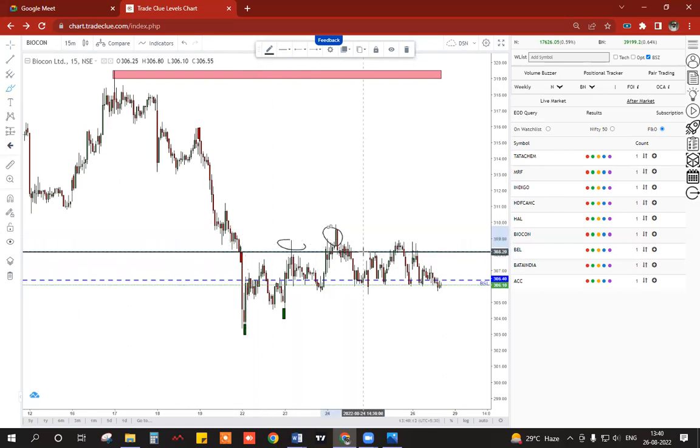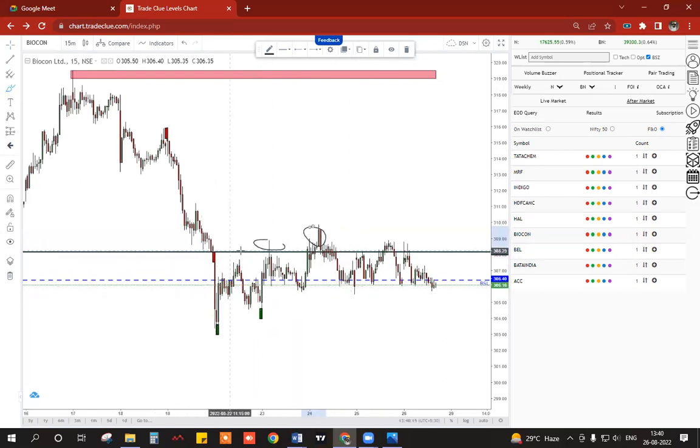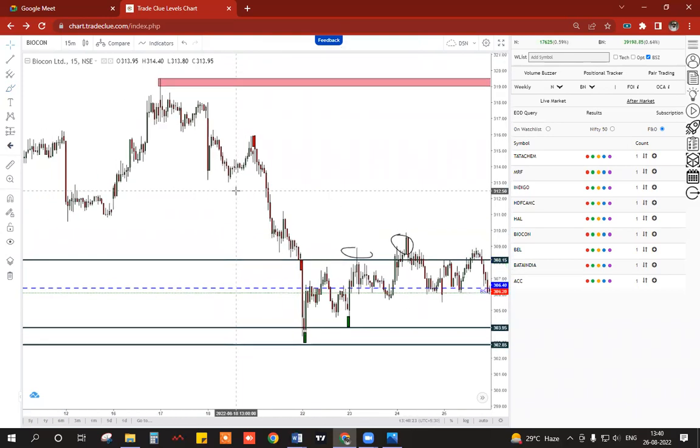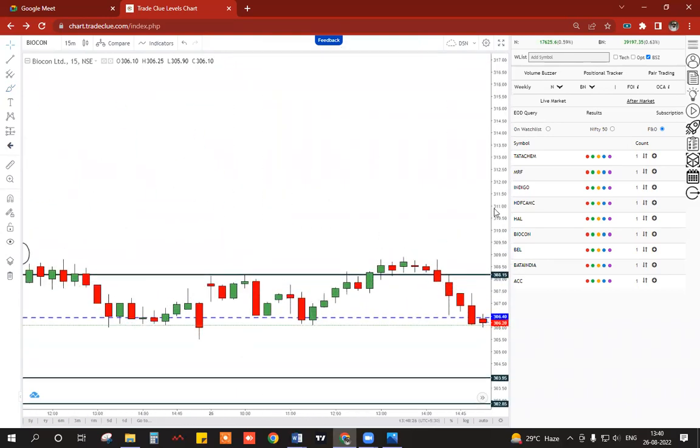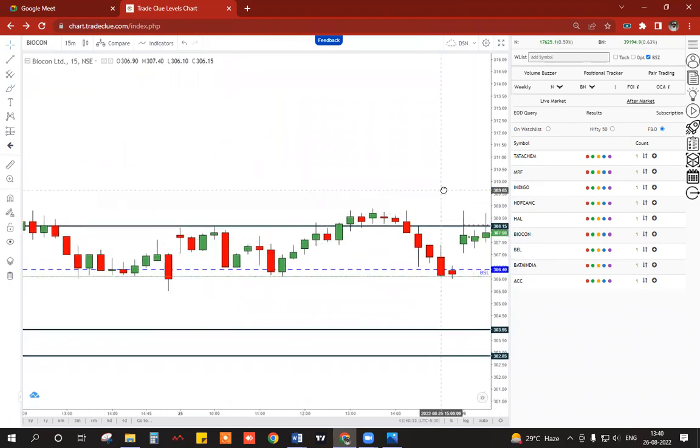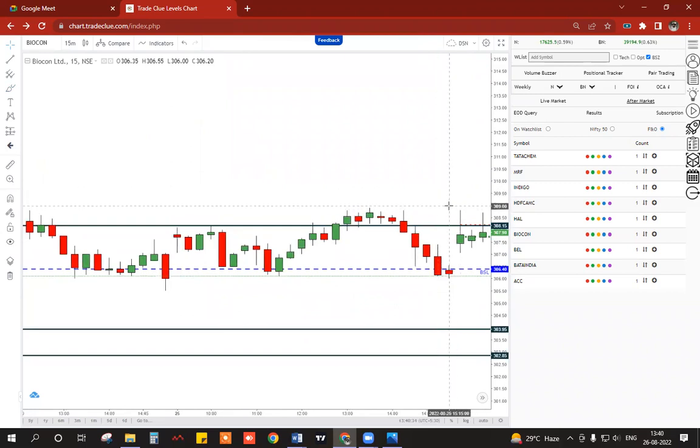And even if you consider this red box, this is one red box. So this is one green box level. So this is the breakdown level. This is the breakout level. Now today what happens in Biocon, in the first 5-minute time frame, one candle breaches that 308 level. And then a swing is in the making. Good enough. Now this will be my entry point, 308.90.